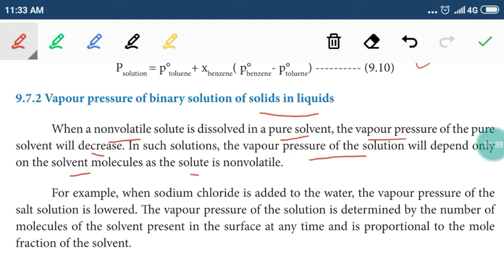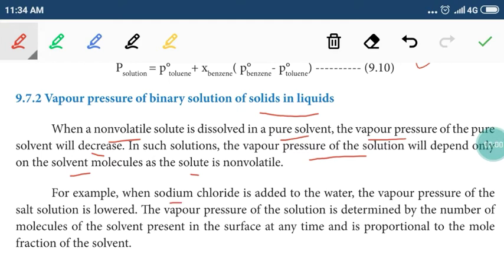Last class we discussed the liquid in liquid type of binary solution. Today we are discussing non-volatile solid in volatile liquid. In this type of solution, the vapor pressure of the solution is directly proportional to the solvent and will not depend on the solute. This is the general assumption.